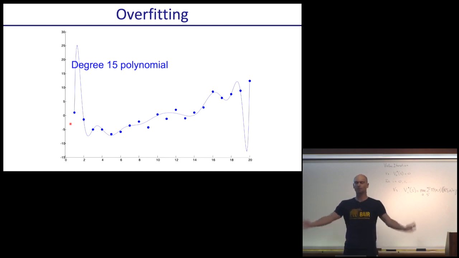You have a very expressive function approximator, and then it turns out it does some weird, quirky things because it's so expressive and has these weird bumps in the beginning and the end here. That's called overfitting. It's where you put all your effort in fitting the training data, but then on held out data, you might not do so well.